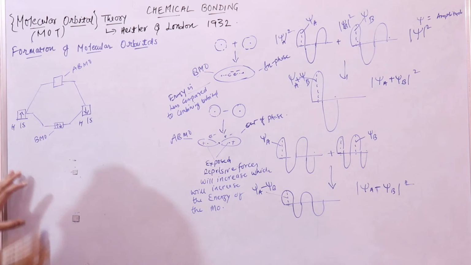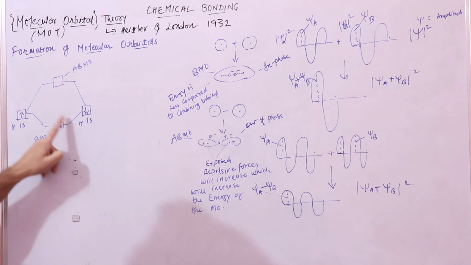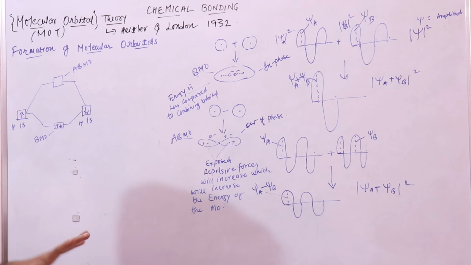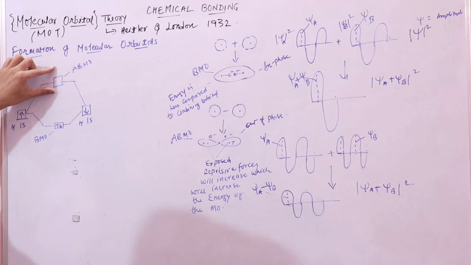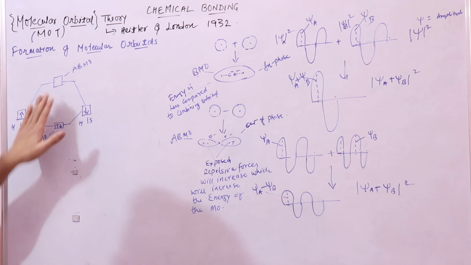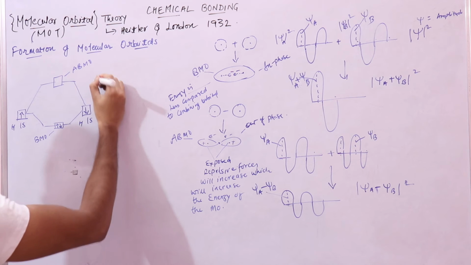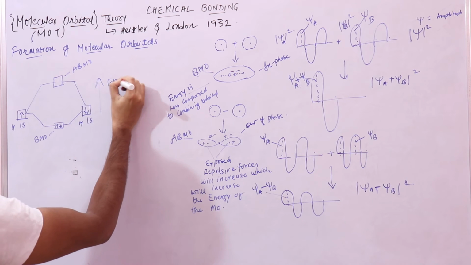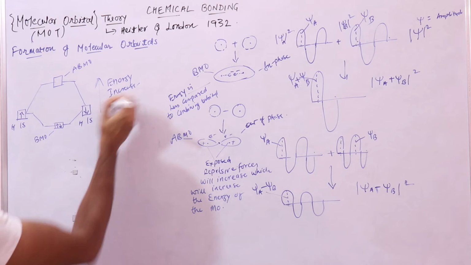Now if you look at this, I have drawn here the smaller line. Here I have drawn a bigger line because the energy of this bonding molecular orbital is less compared to these two orbitals, right? And the energy of this antibonding orbital is higher compared to these two orbitals, right? So this is what we call an energy level diagram, in which energy increases in the upward direction.